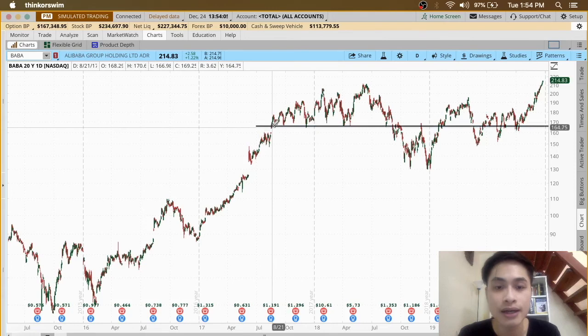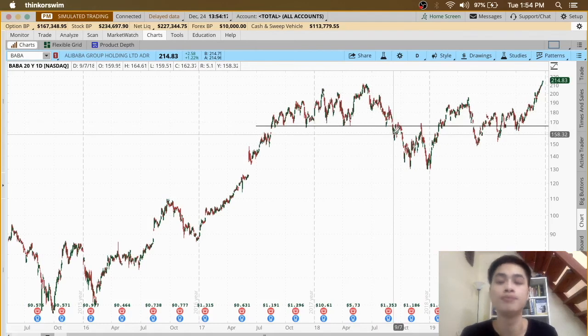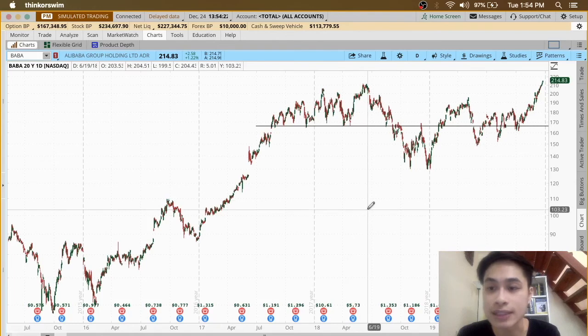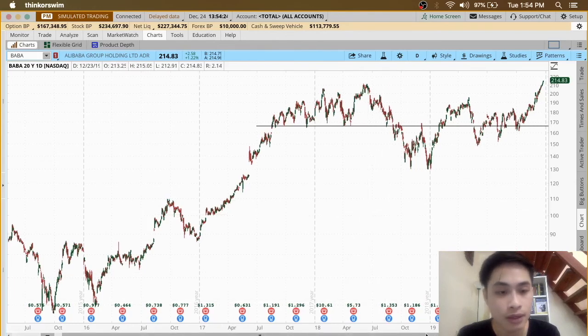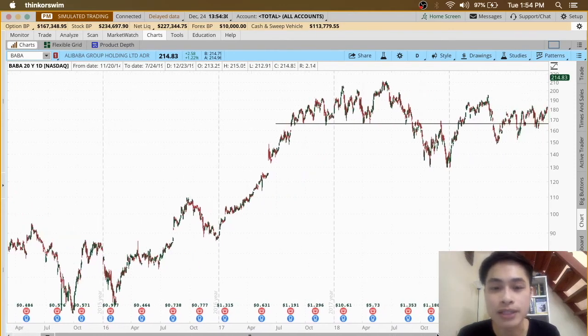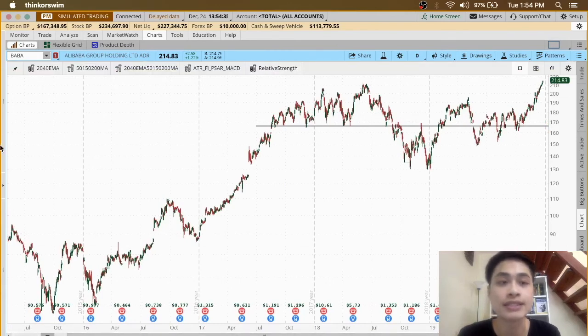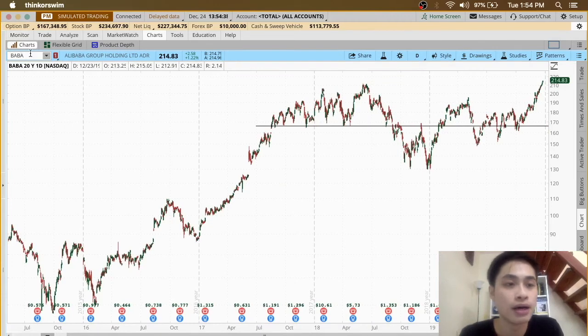As you can see, this is the first test, the second test, third test, fourth test, fifth test, sixth test, seventh test, eighth test, ninth test, and it broke below. So that is a support level. Let's take a look for resistance level. Are there any resistance level for this one? For this Alibaba, I cannot identify any very strong and clear resistance level. So let's take a look at another example.